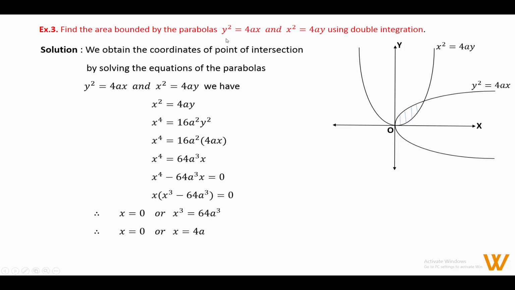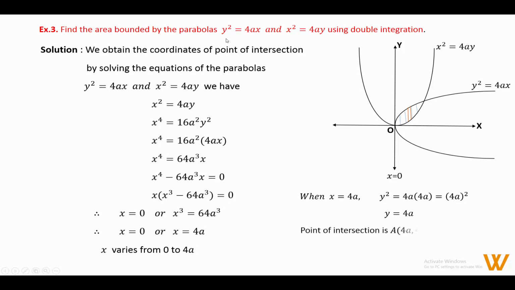So we get x varies from 0 to 4a. In this region, x varies from 0 to 4a. Now find point of intersection. When x is 4a, put the value of x is 4a in equation of parabola. So y square equal to 4a and put the value of x is 4a. So we get 4a bracket square. Taking square root, y is 4a, x is 4a, y is 4a, means 4a is point of intersection.